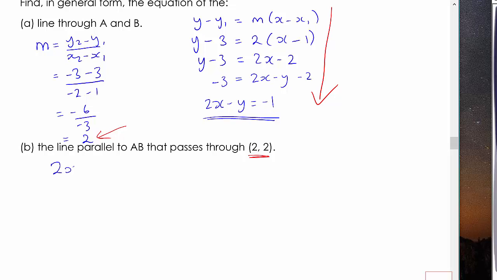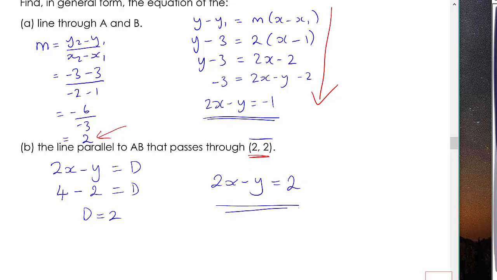So I'm going to just say 2x minus y equals d, and then use the point. So x is 2, so that would be 4, and y is 2 equals d, so d equals 2. So it's actually going to have 2x minus y. It'll have the same left-hand side because we've got the same gradient, but now that is equal to 2.